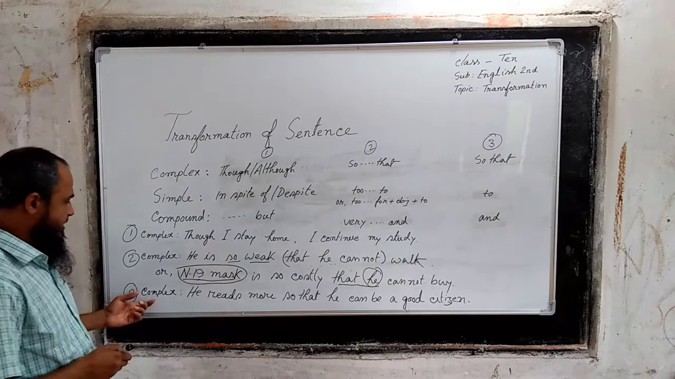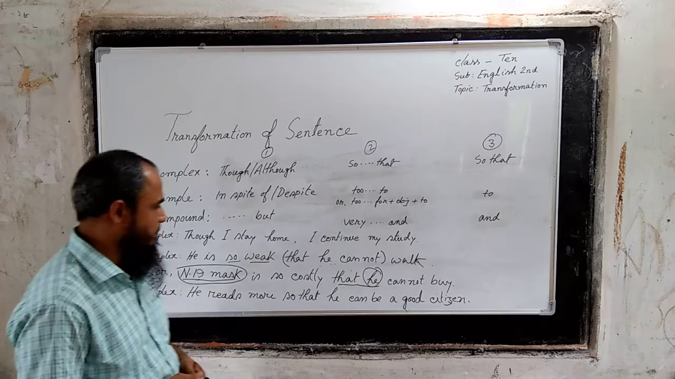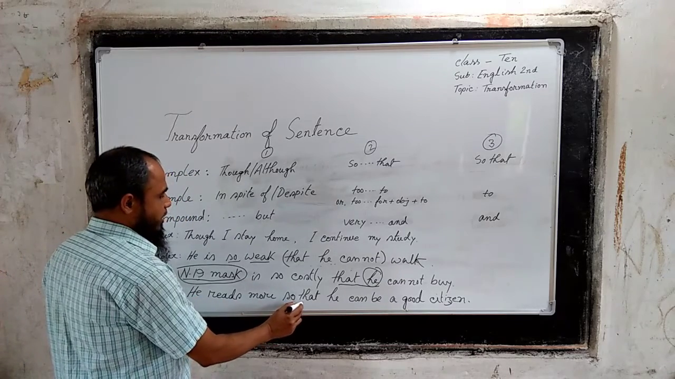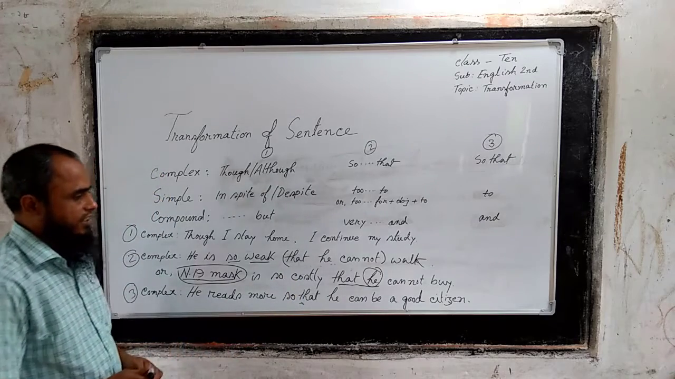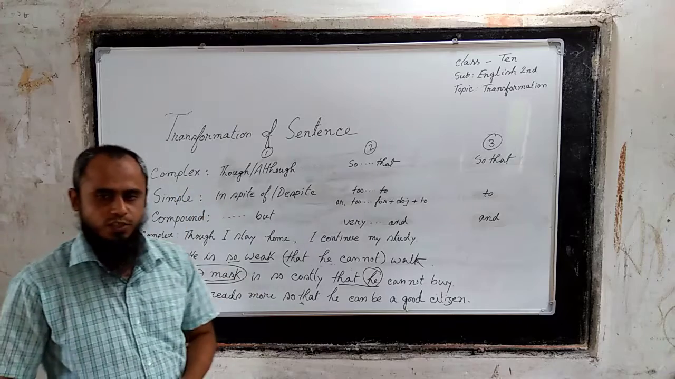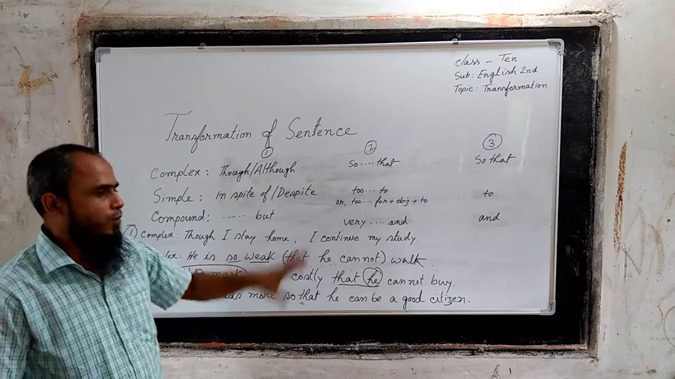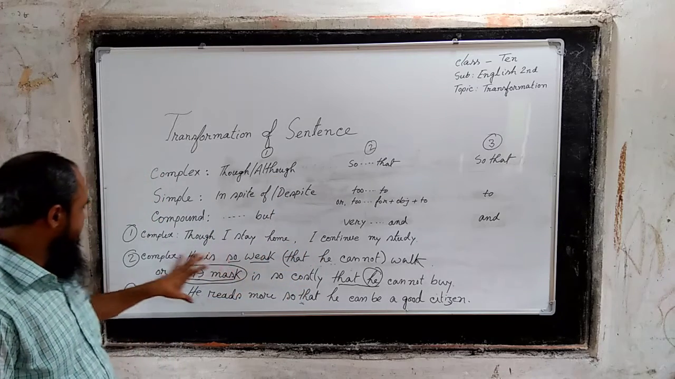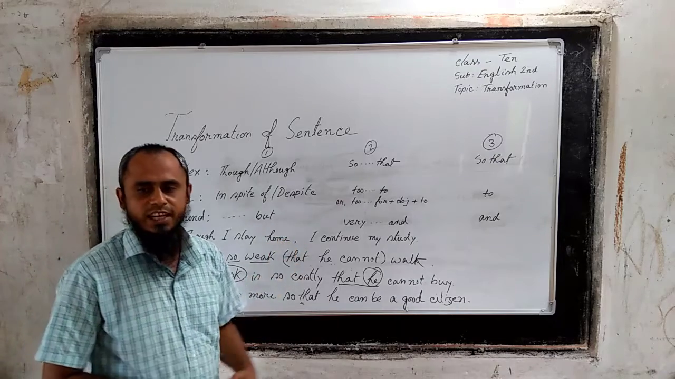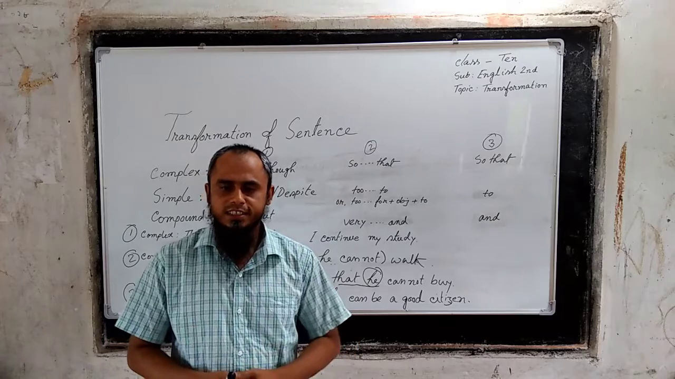And in complex sentence: He reads more so that he can be a good citizen. Here you will write only to in the simple sentence, and in the compound sentence and. Then your sentence will be okay. I think you have clearly understood. And in these structures, if you follow, you will make these sentences simple and compound in your residence. I have just given an idea. Understand? So whenever you write these things, you will write clearly.